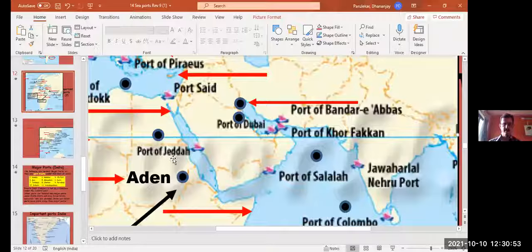J-E-D-D-A, Jeddah. And all of you write down one more name there. The name of the port is Yanbu. Y-A-N-B-U. ये काम आएगा आपको. बड़ा oil terminal है वहाँ पे. Jeddah and Yanbu. Okay. Done.